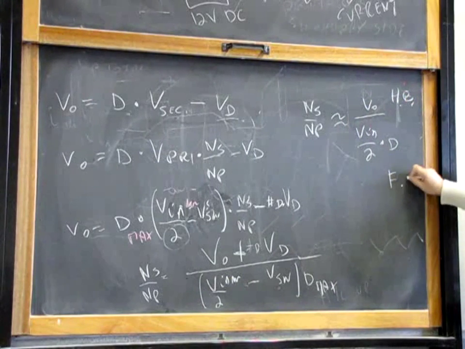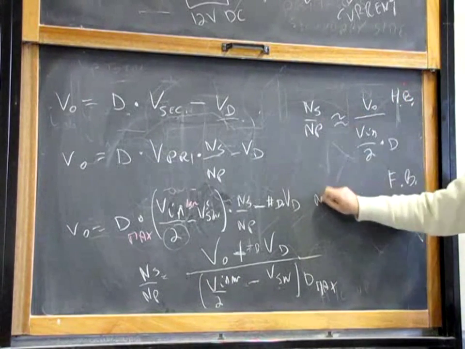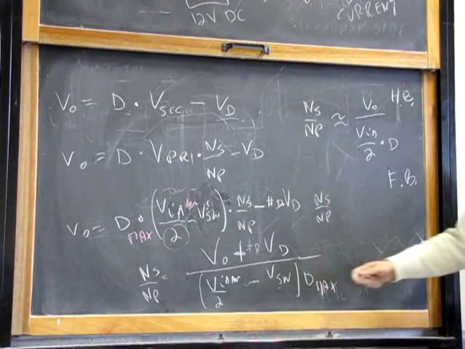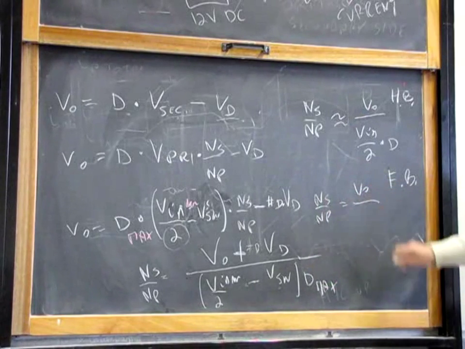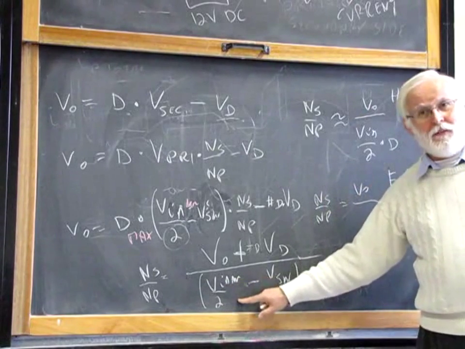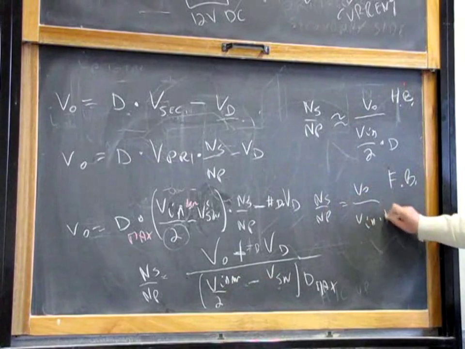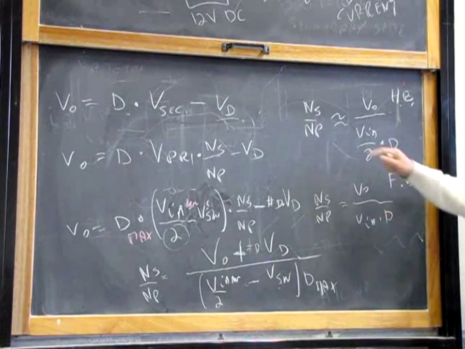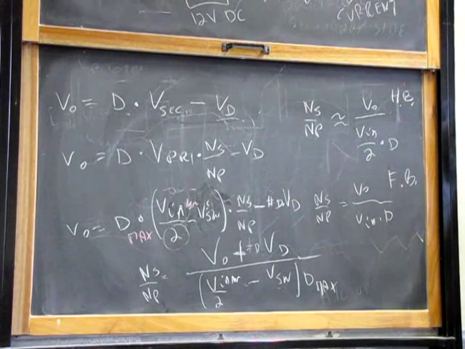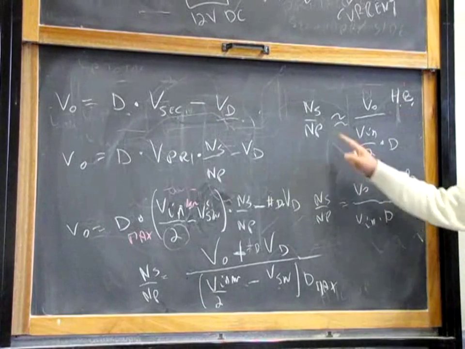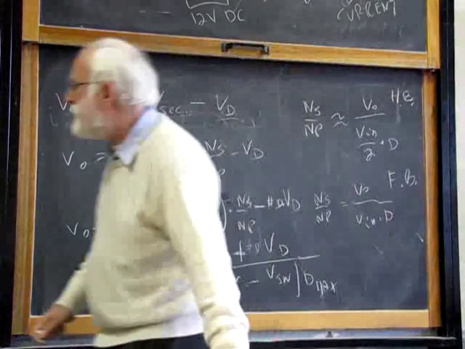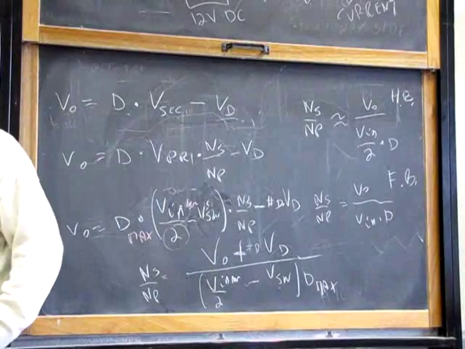In a full bridge, the NS over NP is equal to what? It's the same kind of equation. So it will be something like Vo divided by, the only difference in a full bridge is that here we have Vin, not Vin over 2, times D. What's the difference in NS over NP? Same input voltage, same output voltage, going from full bridge to half bridge, the turn ratio is 1/2. You need less primary turns, because you have less voltage.